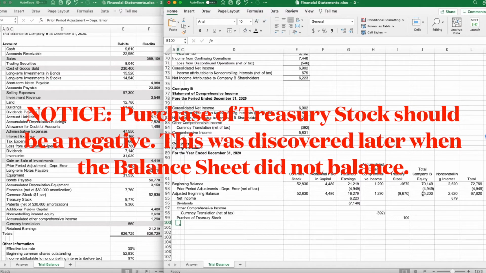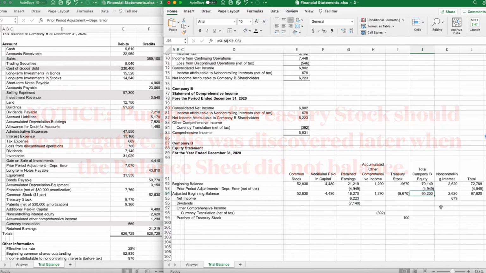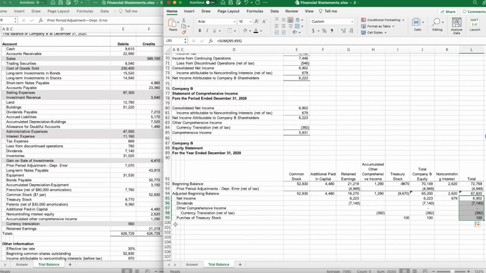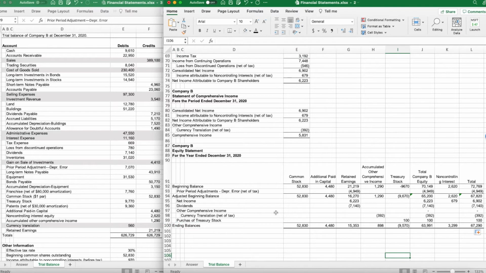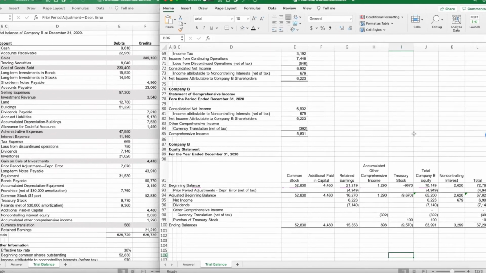Okay. These are totals that we can, and this should be our ending balances. Down here. There it is. There are our ending balances for equity. And there we have our equity statement.